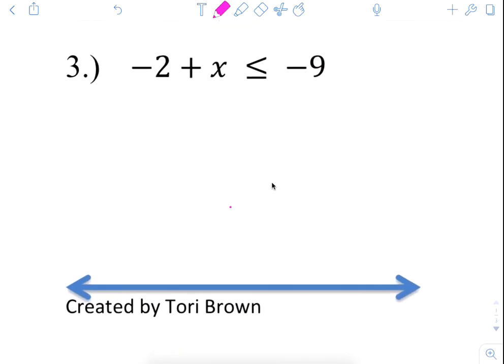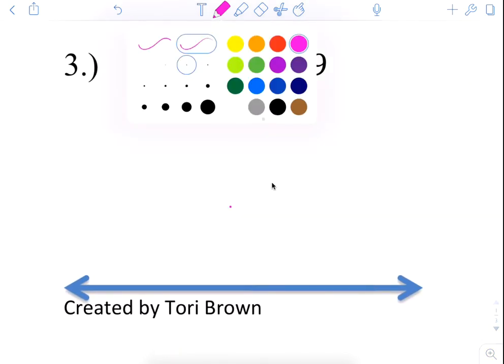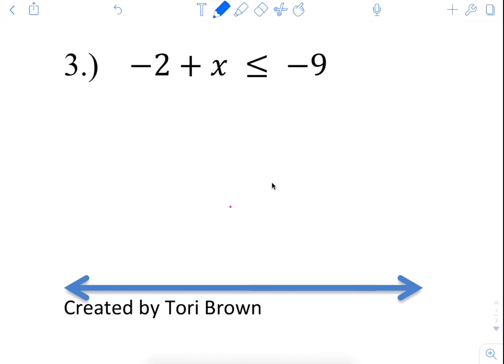Problem number 3, can we simplify anything? Nope. We are ready to solve then. We need to get rid of that -2. How would I get rid of a -2 if it's adding with the x? Well, I need to add or subtract it, cancel it off. How do I cancel out a negative? I would need to add it. So if I add 2 on one side, I have to add 2 on the other side. The 2's are going to cancel.